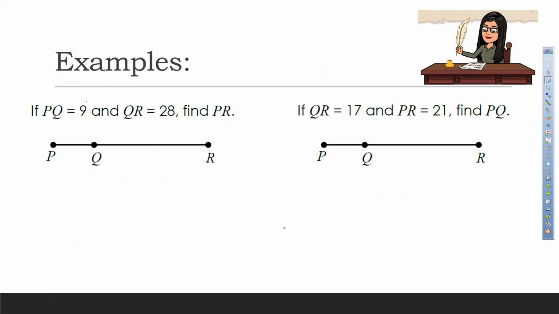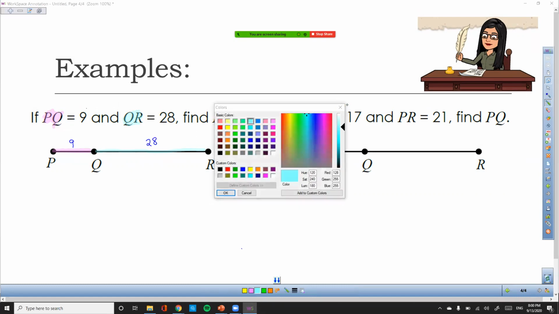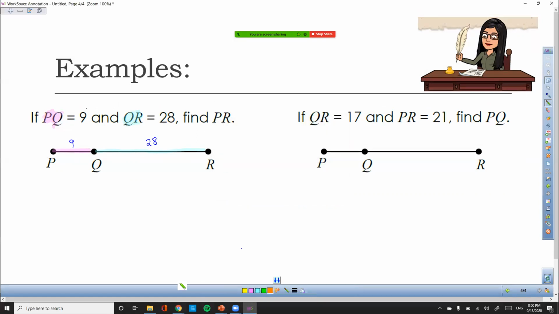All right, so we have our first example here. It's telling me that the length of segment PQ, so from here to here, is 9. So let's label here, this is 9. And the length of segment QR, from here to here, is 28. Now the question is asking me to find the length of the segment from P all the way to R.